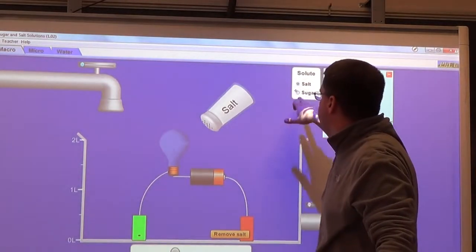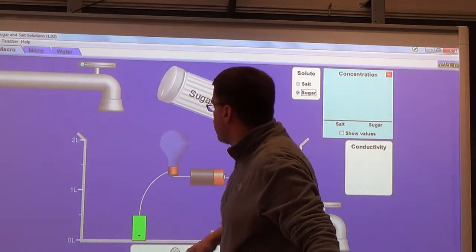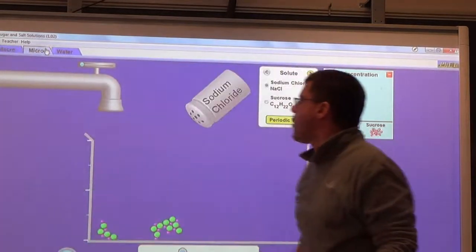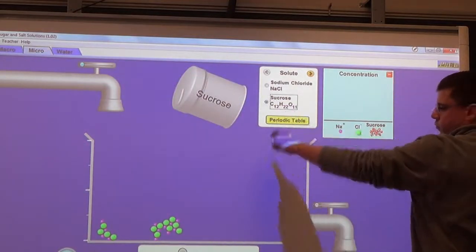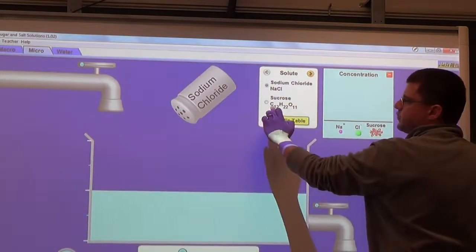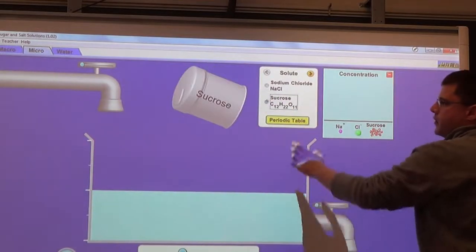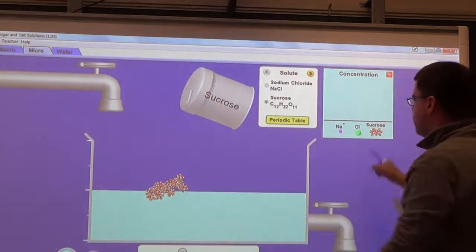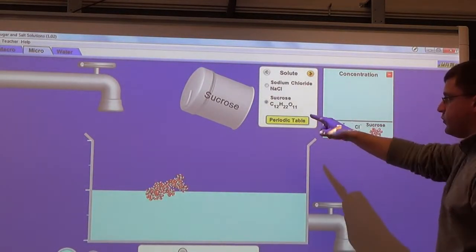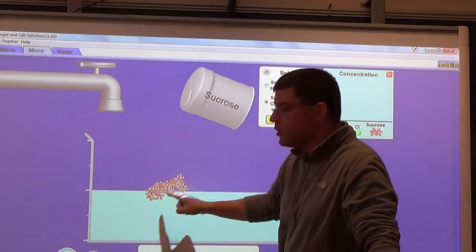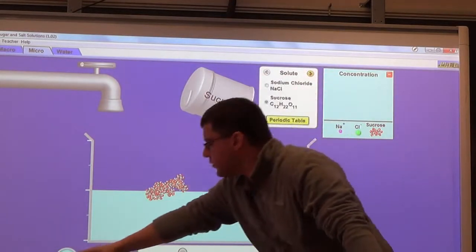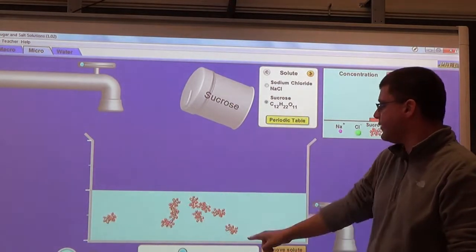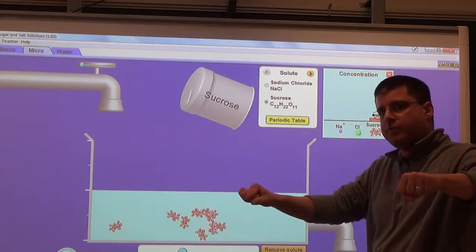Now if I were to take sugar, which is a covalent compound, in this case sucrose, notice it's made of 2 or more nonmetals, C12H22O11. Shake that into the beaker. Each sucrose is C12H22O11. They're clumped together, but when they dissolve, they stay as their molecule. They stay as C12H22O11. They don't actually pull apart.